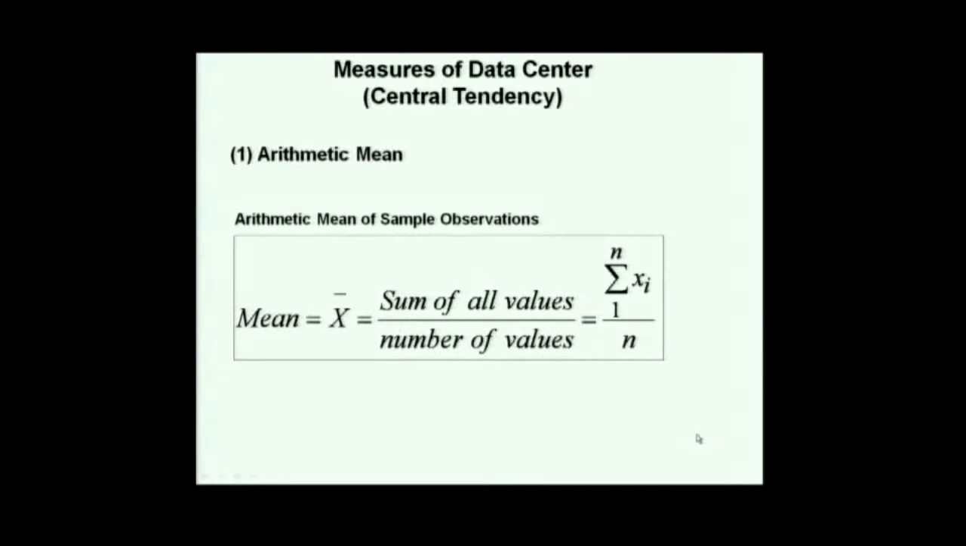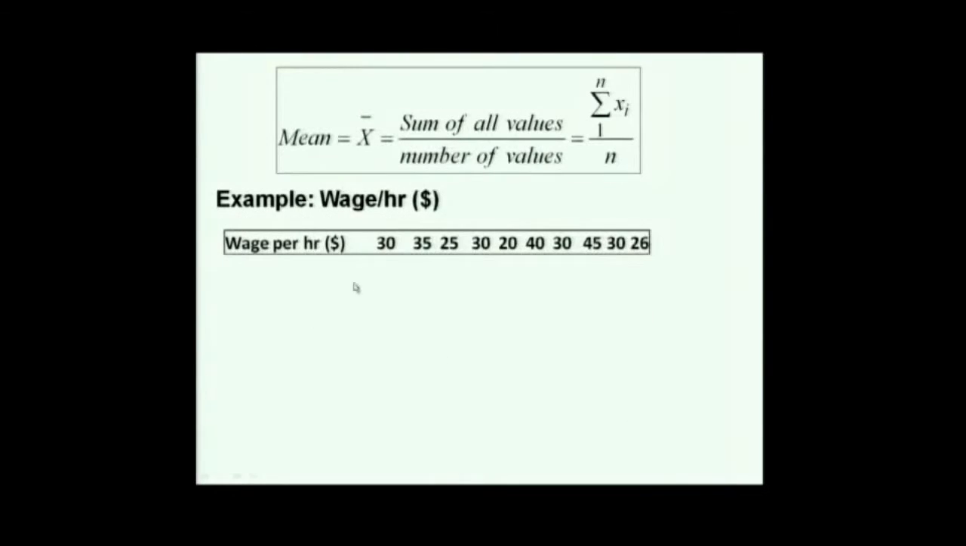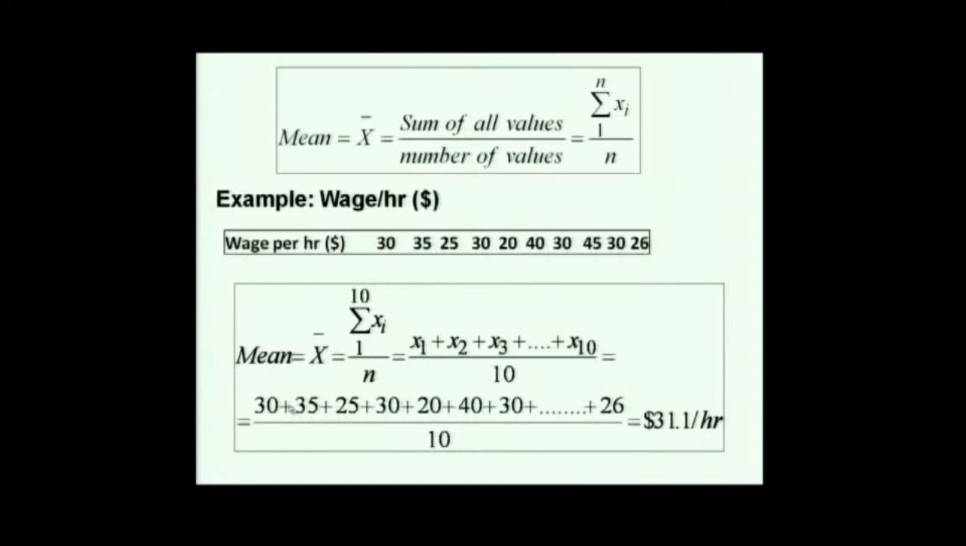Let's take an example and see how this equation is used. Here are 10 observations representing the wage per hour in dollar value. And what we can do to calculate the mean value is simply add up these observation values, 30 plus 35 and so on, all the way to the final value of 26, and divide by the number of observations. And here we have the average of wages being 31.1 per hour, and that is the mean value or the arithmetic mean.